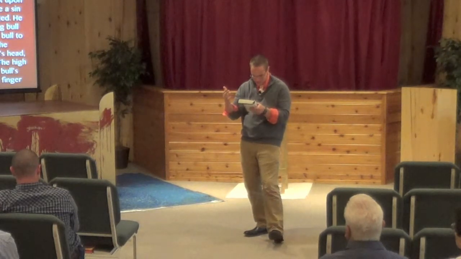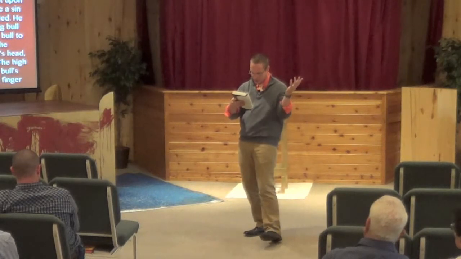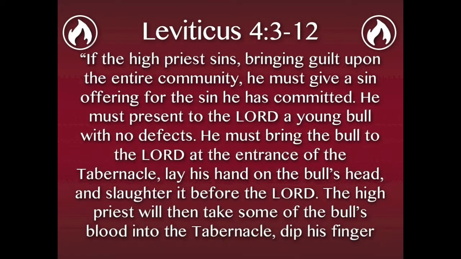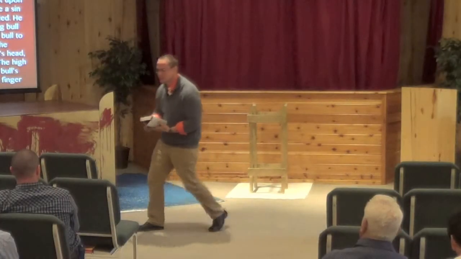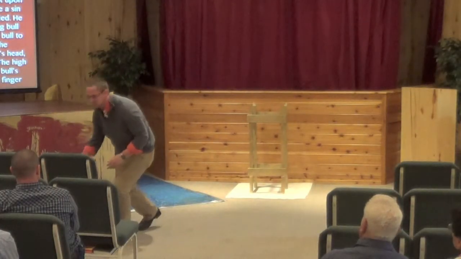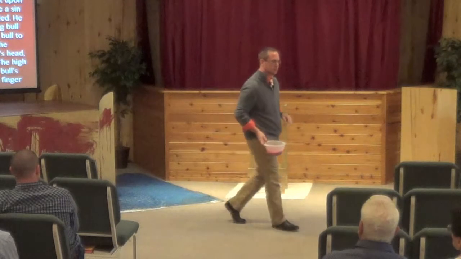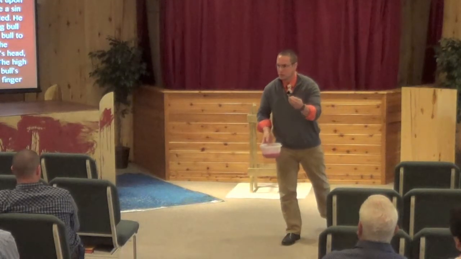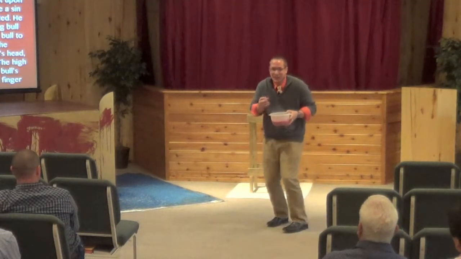But the first thing the high priest has to do, in verse 4, he presents the animal, and then he must bring the bull to the Lord at the entrance of the tabernacle, lay his hand on the bull's head, and slaughter it before the Lord. The high priest will then take some of the bull's blood into the tabernacle. This, again, is a little bit different, because with the first 2 sacrifices that we've looked at, when you deal with blood, and I know you see the bull and you're like, oh, here it comes.